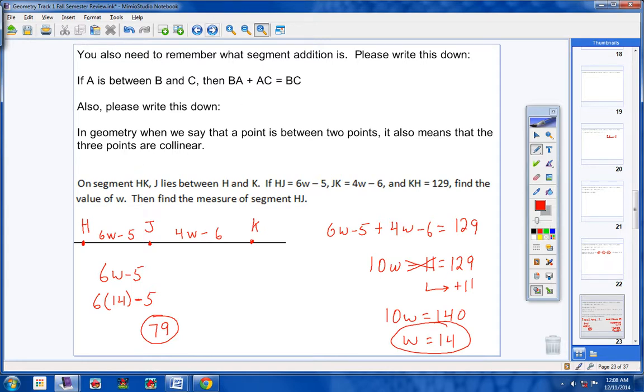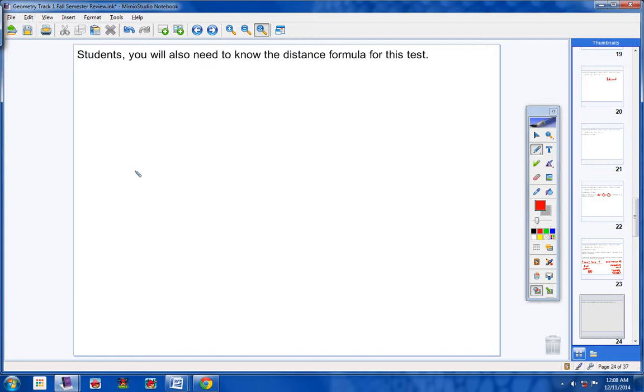Alright, let's continue on. Now, students, you will also need to know the distance formula. Please copy this down in your notes. The square root of the quantity x minus x squared plus the quantity y minus y squared. You need to know the distance formula, okay? Copy that down quickly, please, and we're going to continue on.